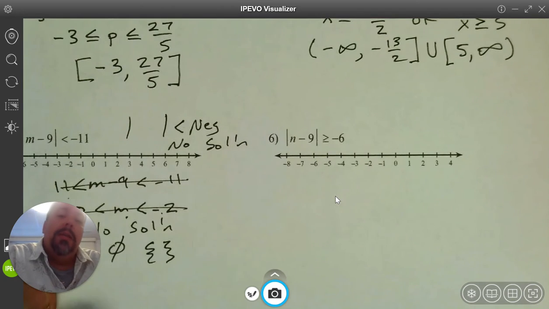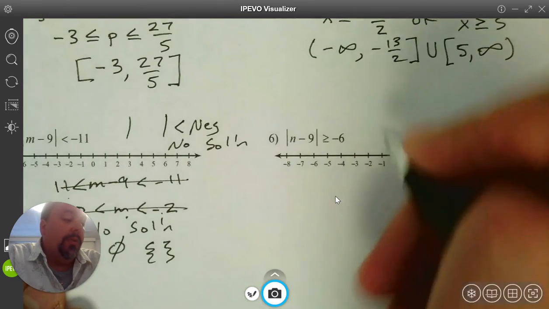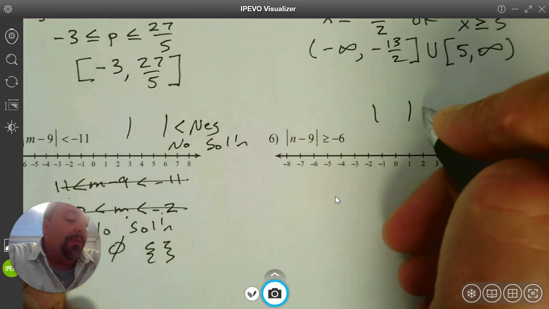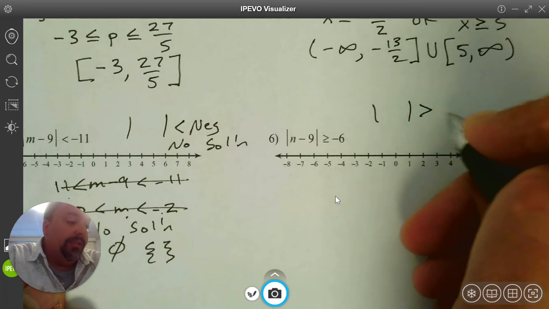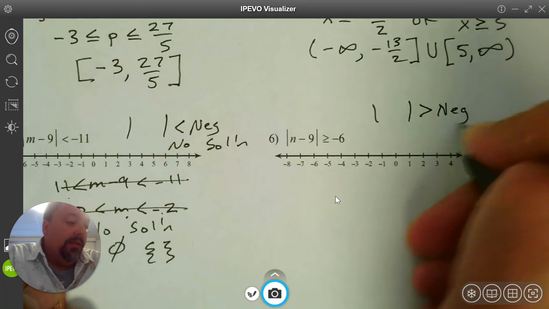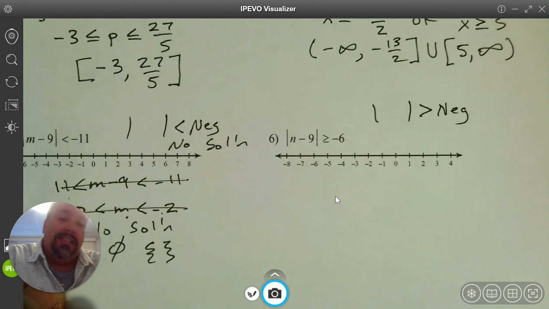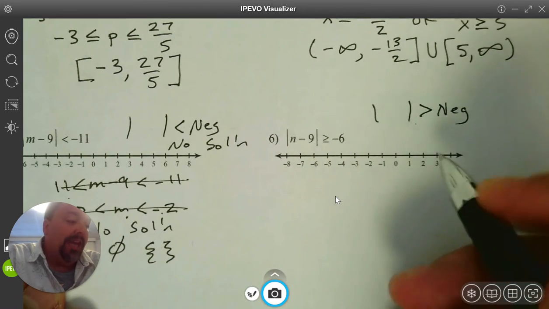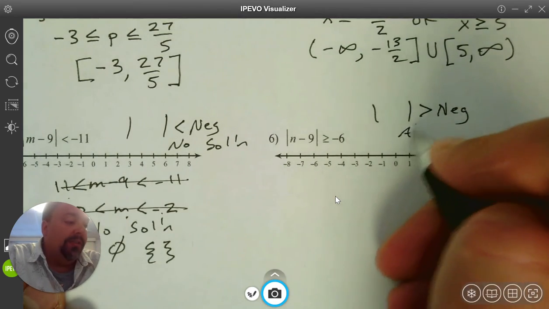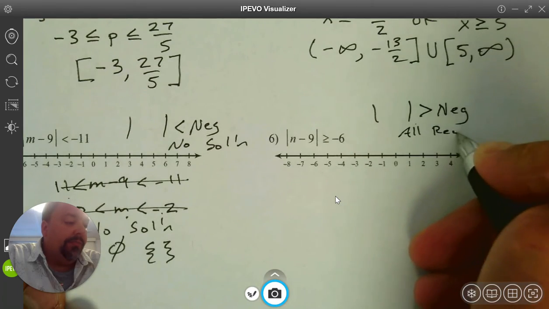Number 6, this one has absolute value of n minus 9 is greater than or equal to negative 6. So when is absolute value bigger or greater than or equal to a negative? Well, absolute value is distance. Distance is always non-negative. It's always at least 0. So this always happens. This should have all reals as the solution.